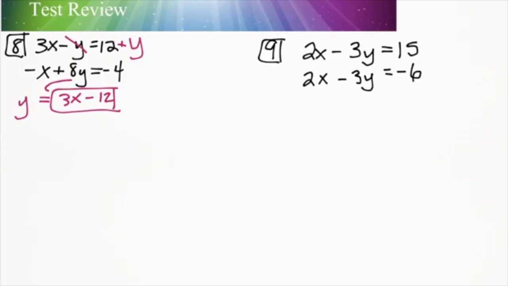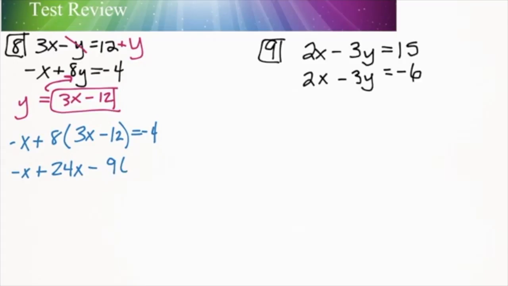I'm going to do the first equation where I solve for y. And then I'm going to take the first equation, which is 3x minus 12, and I'm going to plug it into the second equation. So now I have negative x plus 8 times 3x minus 12 equals negative 4. And I'm going to simplify that. So now I have negative x plus 24x minus 96 equals negative 4.